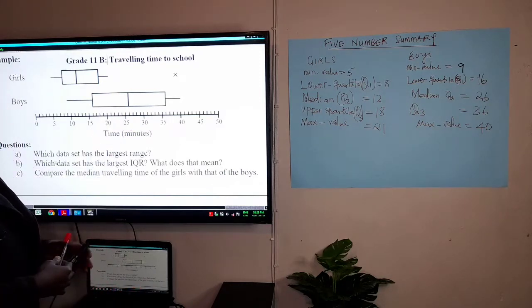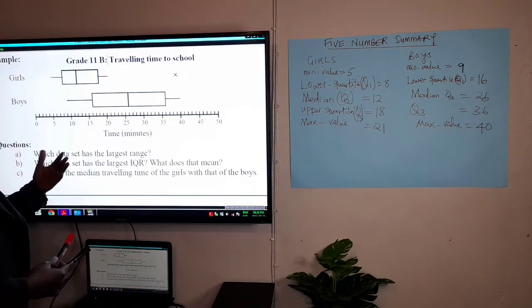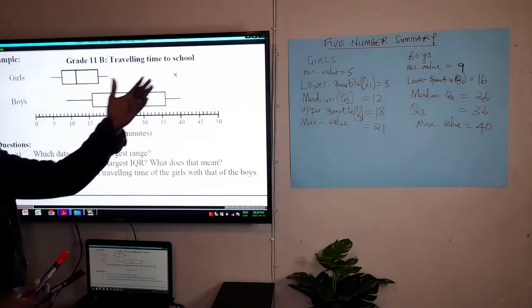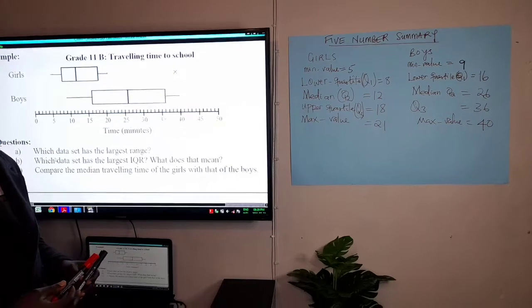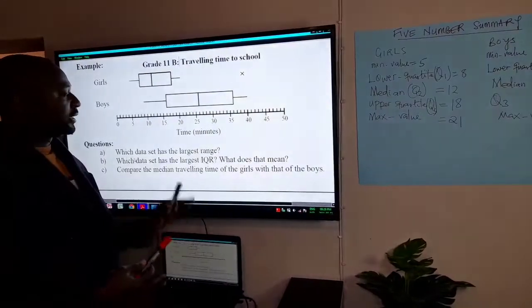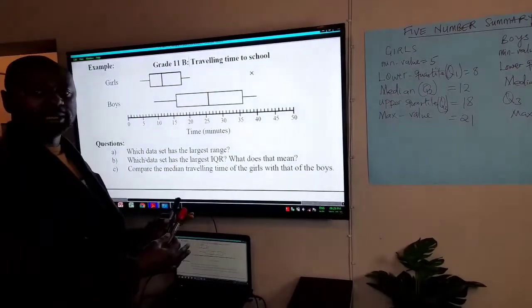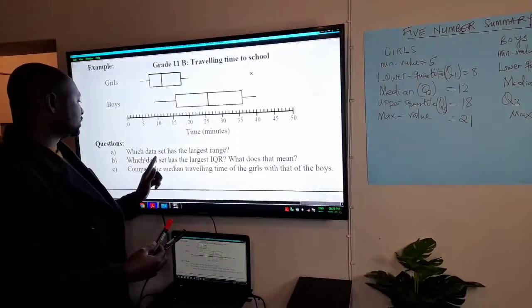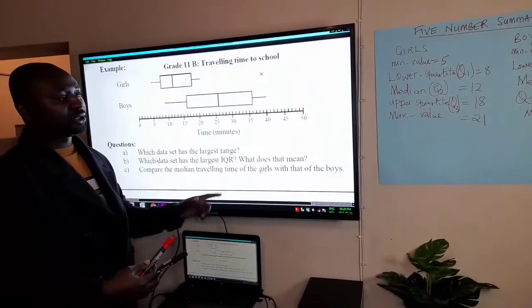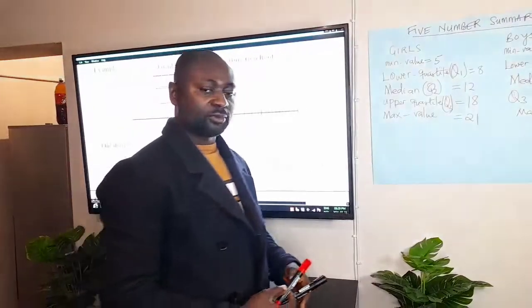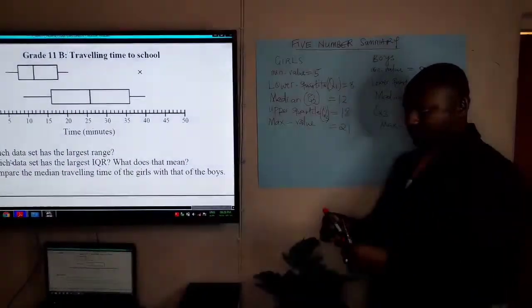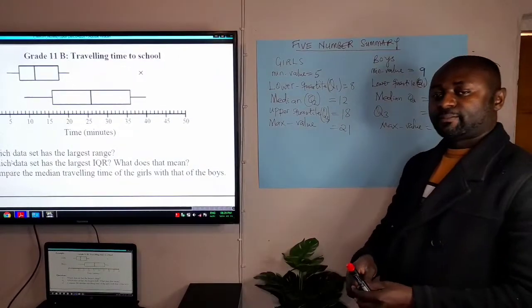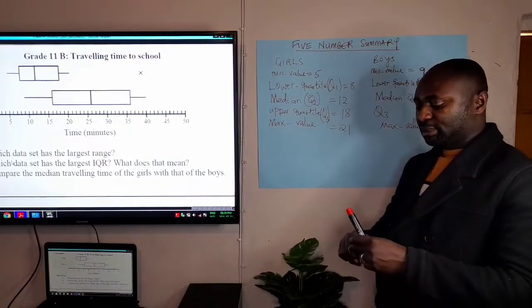Now we move on to answer the question. Before you answer the question here, you need to know the 5 number summary. Then from there you can answer any question that is asked by the examiner. Now the question says, which data set has the largest range? So this takes us to look for what is range. When we talk about range, we say range is equal to maximum value minus the minimum value.